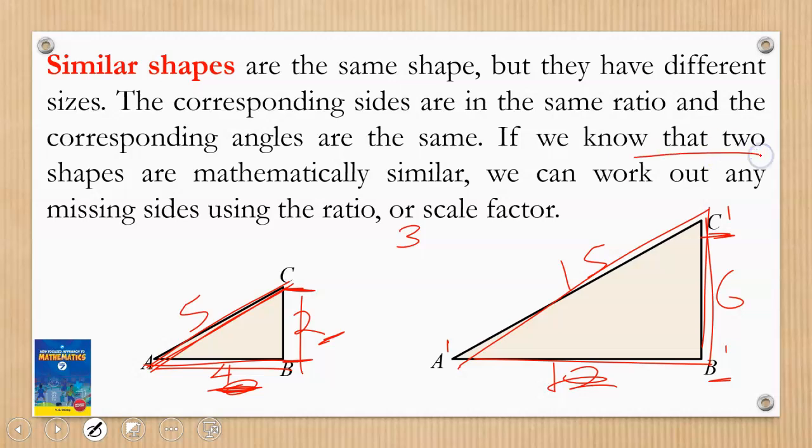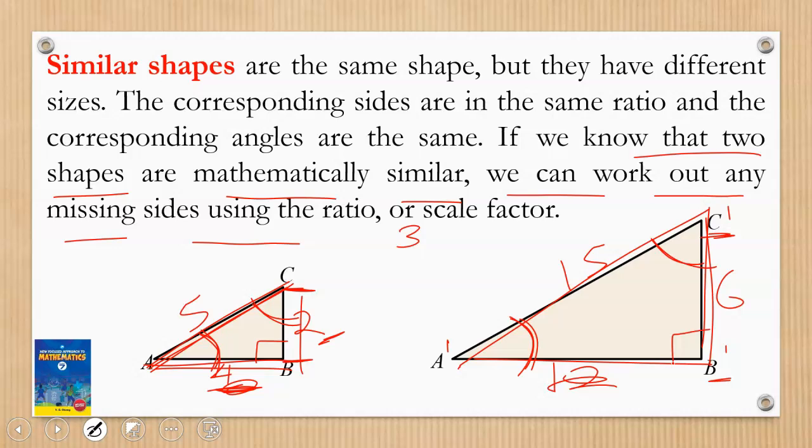If we know that two shapes are mathematically similar, we can work out any missing side using ratio and scale factors. So when we talk of similar shapes, they have the same shape, but not necessarily the same size. One could be bigger than the other, but the angles are going to be the same. So the angle here is equal to the angle here. The angle here is equal to the angle here. The angle here is equal to the angle here. That makes it similar. So for similarity, the angles will be the same.